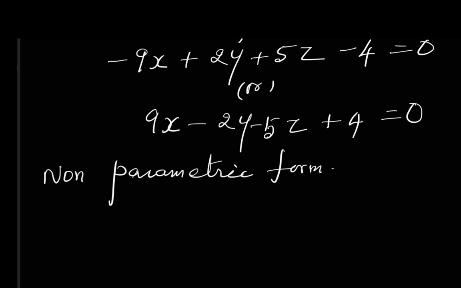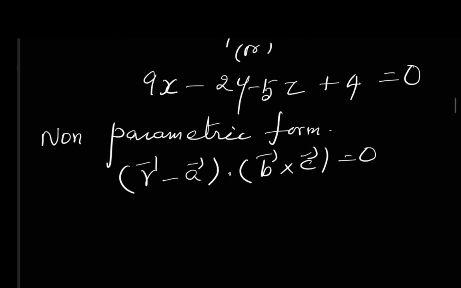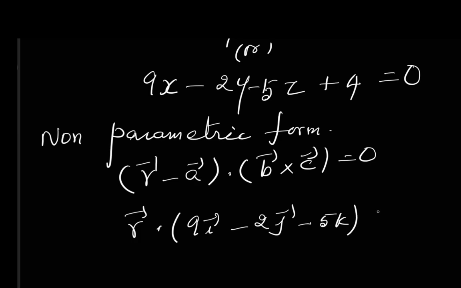See, in the non-parametric form, we represent the equation in terms of dot product, vector B cross C is equal to 0. Just directly we can write from the Cartesian form. So no need of doing the simplification B cross C and then take dot. Just I write that vector R dot, write the coefficients here, 9i minus 2j minus 5k. You take this 4 to the other side, minus 4.